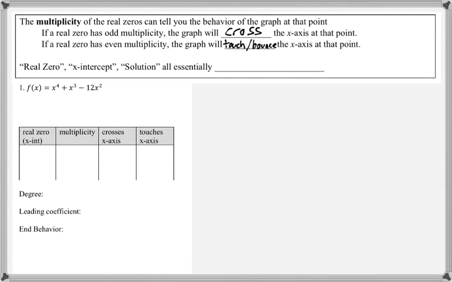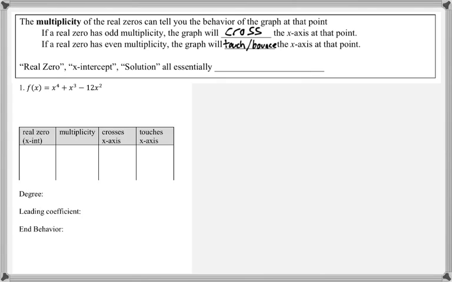Another analysis of the graph in this section is multiplicity. So the multiplicity of real zeros can tell you the behavior of the graph at that point. If a real zero has odd multiplicity, the graph will cross the x-axis at that point. If a real zero has even multiplicity, the graph will touch or bounce off the x-axis at that point.